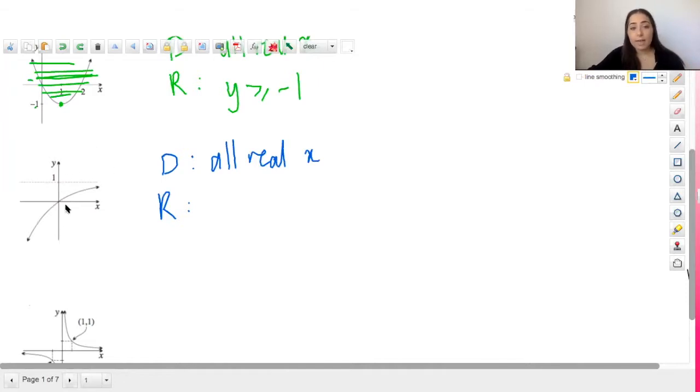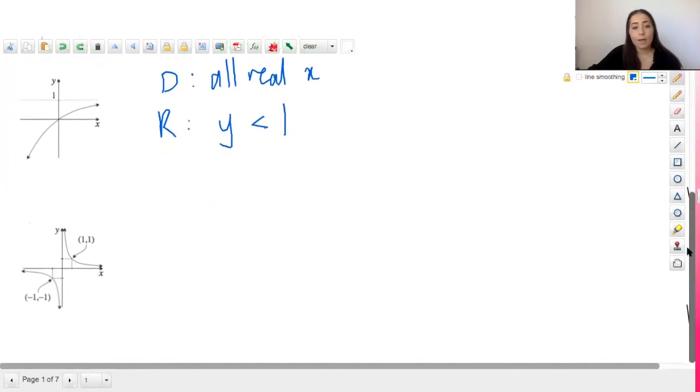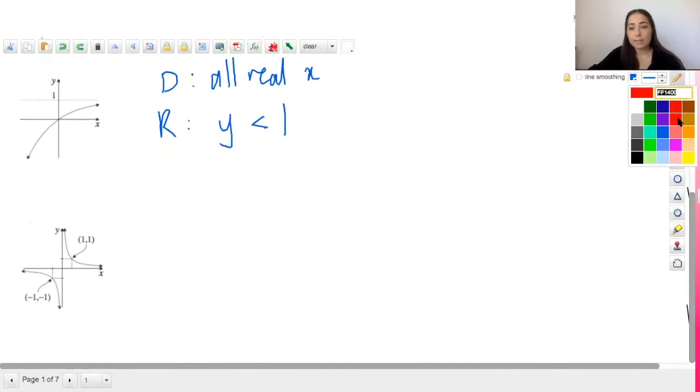We look for values less than 1, and we see them being represented all along here. So y cannot be 1, but it can be less than 1. So we say y is less than 1. That's the range of this function over here. Then we'll move on to this next example.